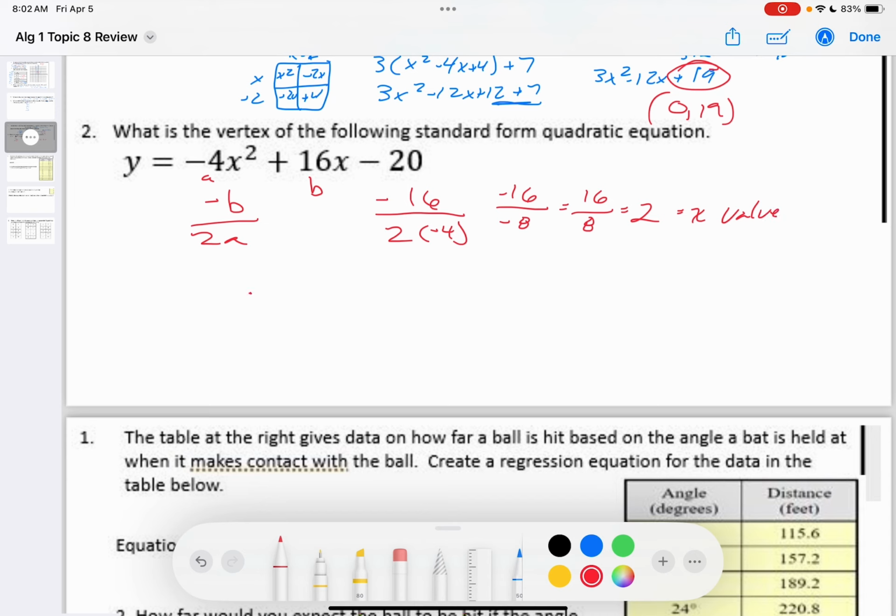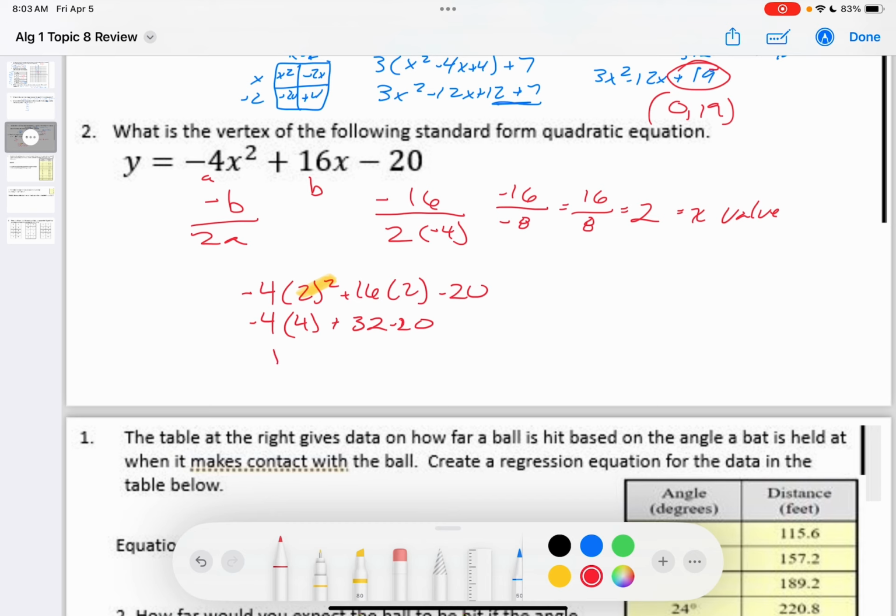The next step then is to take that x value and sub it into the equation for x. So negative 4 times 2 squared plus 16 times 2 minus 20. Again, this part has to happen first because that's an exponent, so 2 squared is 4. We can rewrite this entire thing. 16 times 2 is 32.